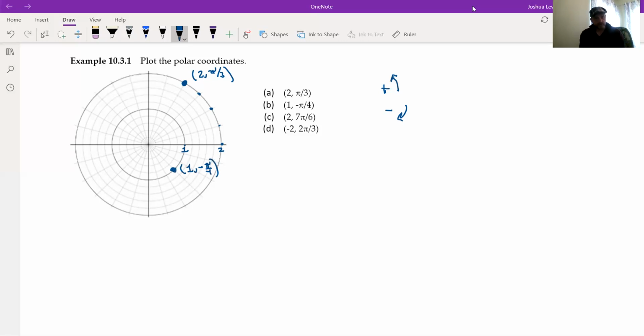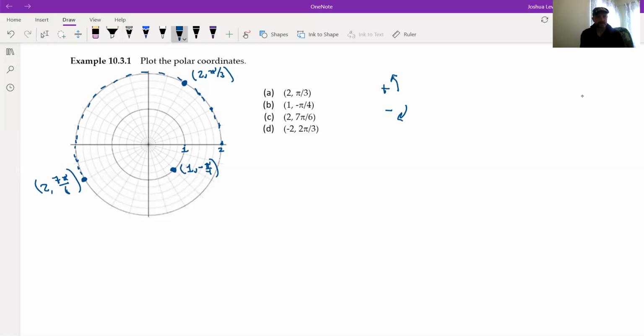How about C? Why don't you guys try C? Pause it and give it a try. All right, so here's 2, and I'm going to rotate 7 pi sixths. So here's 2, and I'm going to rotate all the way from here all the way to here. That's pi, so that's 6 pi sixths. I'm going to go 1 more pi sixth for 7 pi sixths. So right there. That's the point (2, 7 pi sixths). All right.